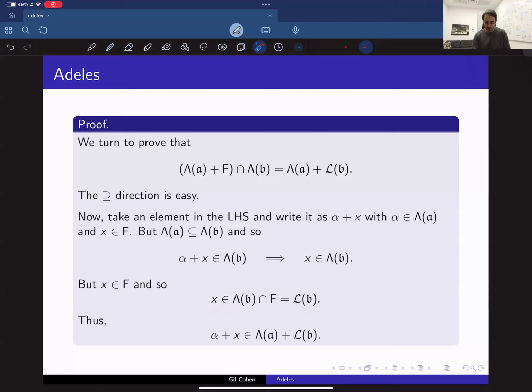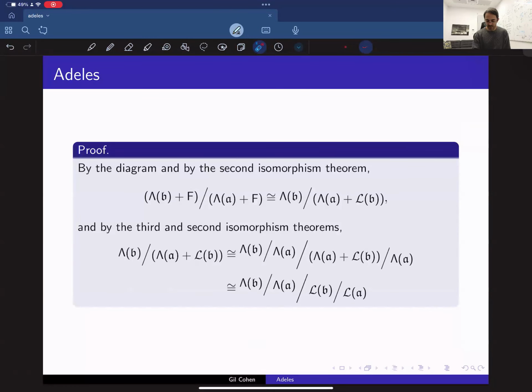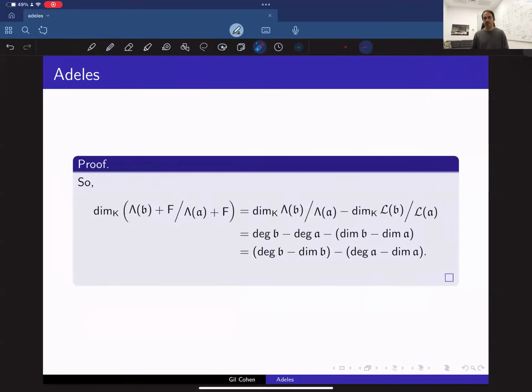And so what did we get? We get that alpha plus x, the element that sits here, can be written with alpha in lambda A and x in L of B. So you wrote every element here as an element here plus an element here, which is precisely what we wanted to do. Good. And if you want to look at the notes, I actually wrote the proof by picture down in words, but it's two instantiations of the second isomorphism theorem and one of the fourth isomorphism theorem. But I think the proof by picture is much easier to grasp. Good. So that's all for the missing proofs from the adele part of the lecture.